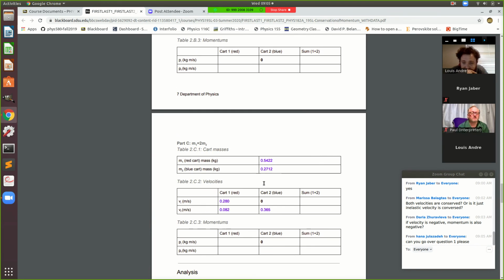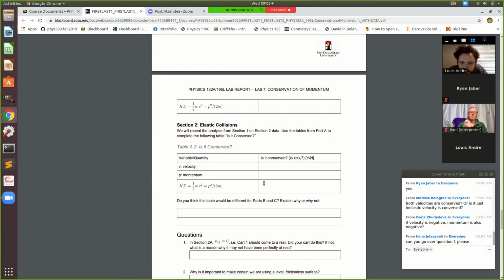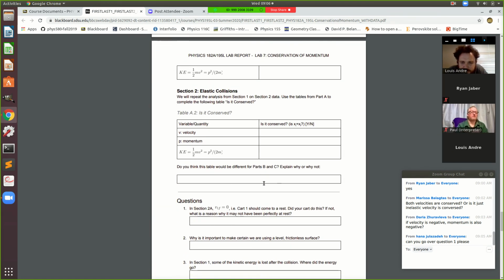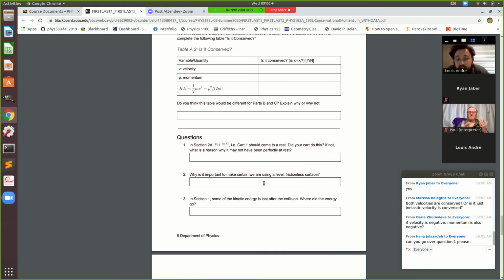Okay, question 1. You're down in this section here. Is it conserved stuff? Pretty straightforward. Okay. In section 2A, final velocity of the first cart is 0. Cart 1 should come to a rest. Did your cart do this? If not, what's the reason why it may or may not have been perfectly at rest?